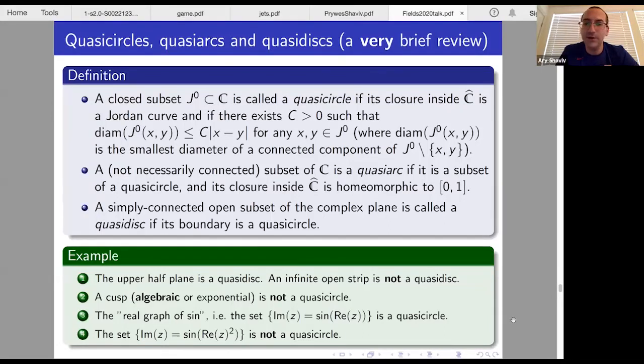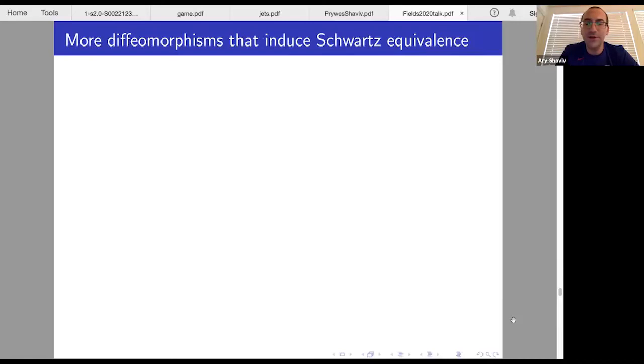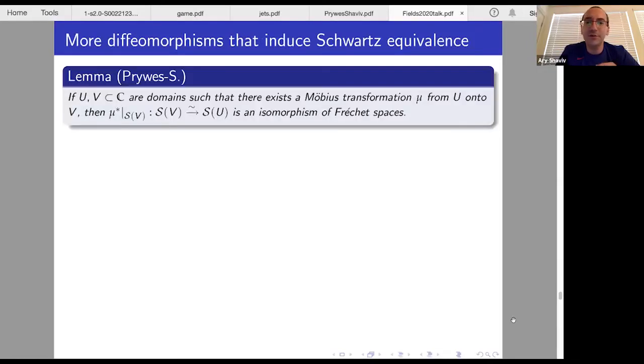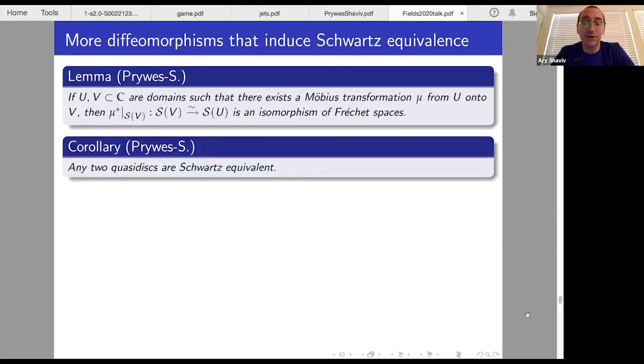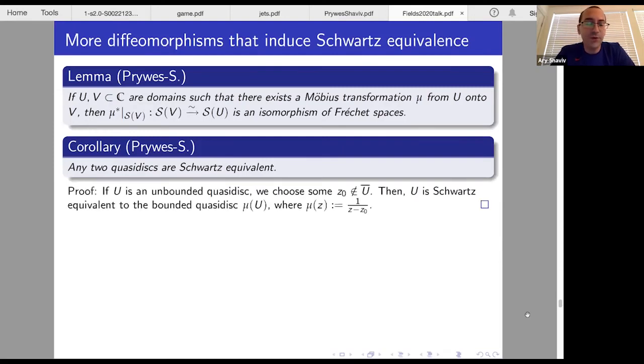Let me very quickly tell you some more results without details. What are the diffeomorphism-induced Schwartz equivalences other than these Hölder, conformal, and definable ones? We can show that if you have a Möbius transformation that maps U onto V, it also induces Schwartz equivalence. Then we have a corollary that any two quasi-disks in general are Schwartz equivalent. And why is it true? Because if you take an unbounded quasi-disk, you just take a Möbius transformation that turns it into a bounded quasi-disk. And it is well known that Möbius transformations map quasi-disks to quasi-disks, because they are quasi-conformal on the sphere.